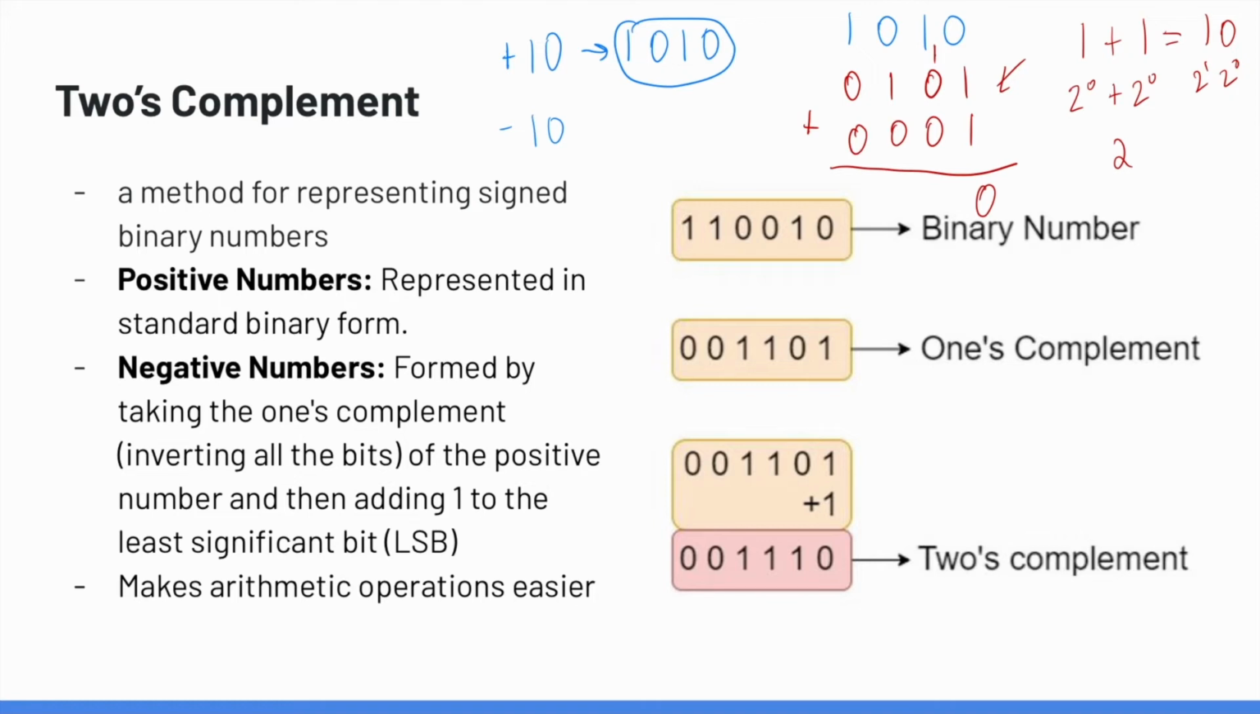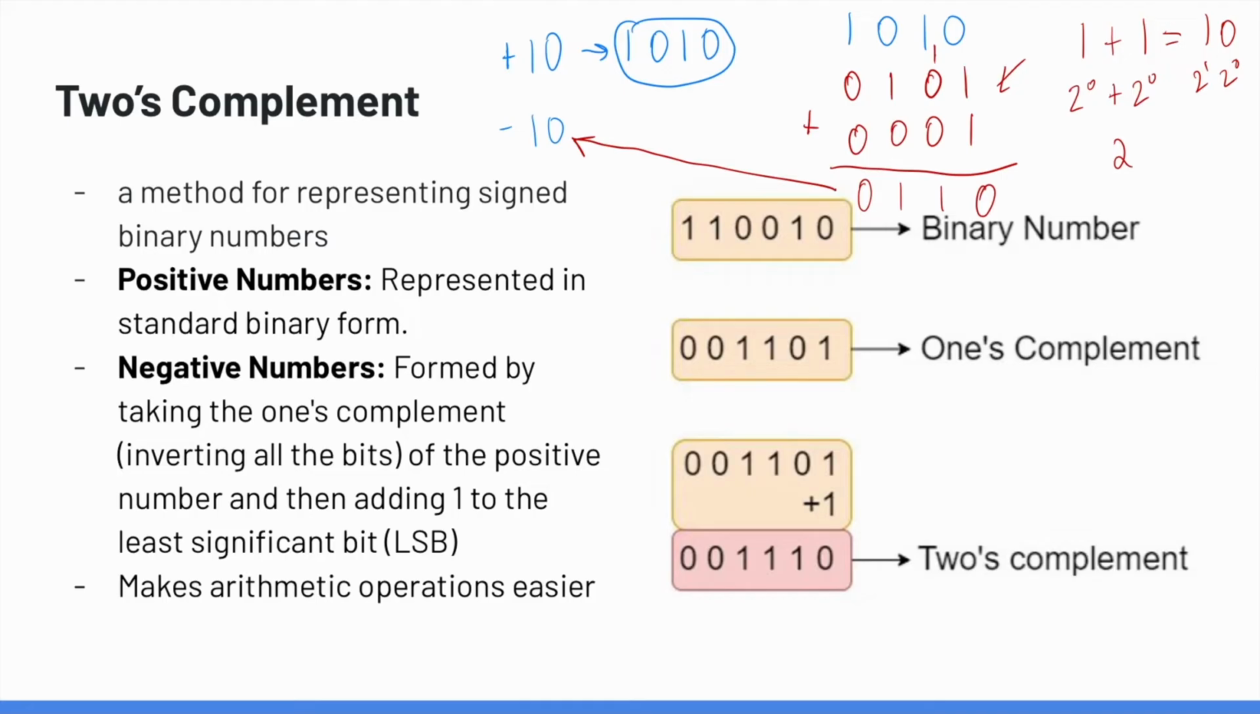Then we're going to add 1 plus 0 plus 0, which is going to be 1. And then we're going to have 1 plus 0, which is 1, and then 0 plus 0, which is 0. So that means that this now is going to be negative 10. We'll look at another example right here, down below.